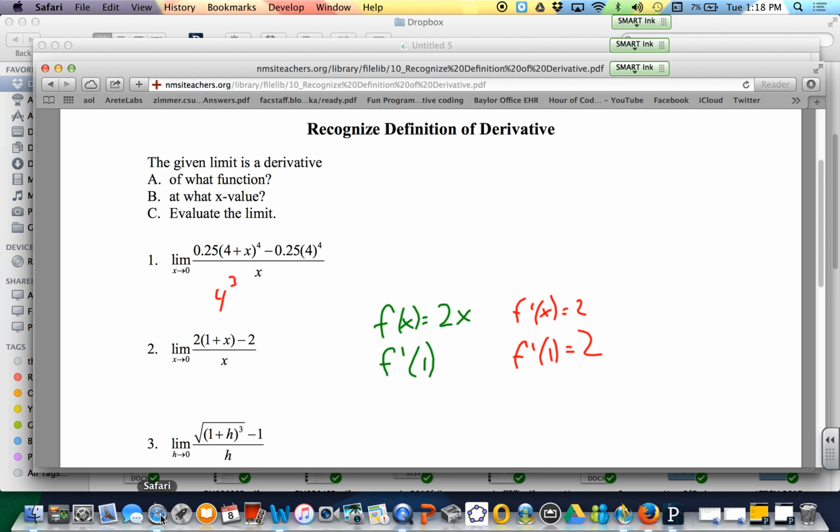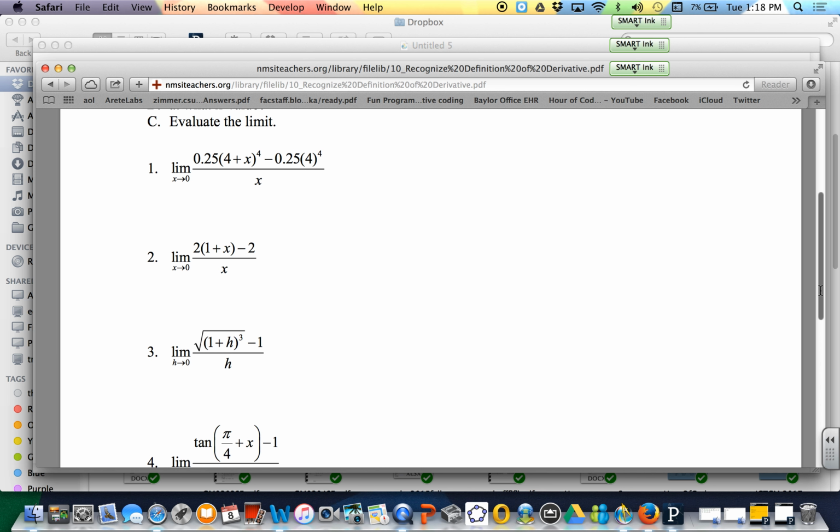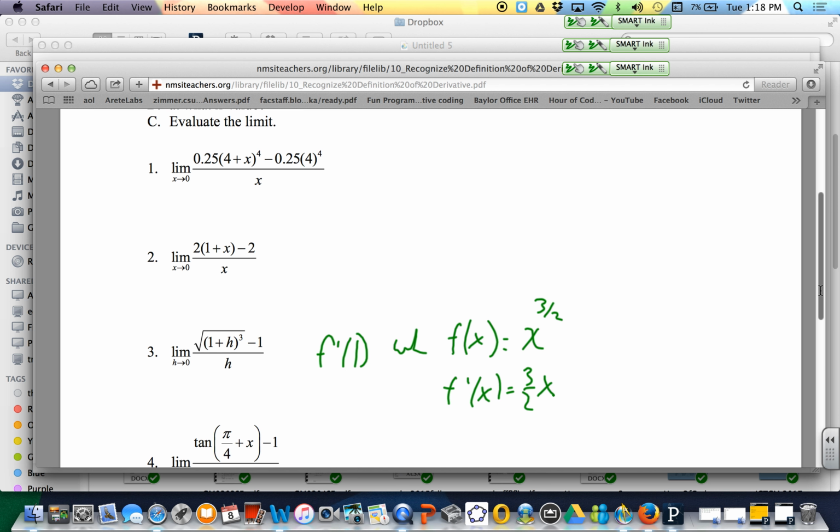Let's see. On the third question, I'll be glad to do the third question real quickly. The third question, I've got the limit as h approaches 0 of the square root of (1 plus h) to the 3rd, minus 1, divided by h. And so this is hinting to find f prime of 1 when f of x is equal to x to the 3/2, because f of 1 is that 1 that we want. So f prime of x is equal to 3/2 x to the 1/2, so f prime of 1 is just 3/2. I hope that helped.